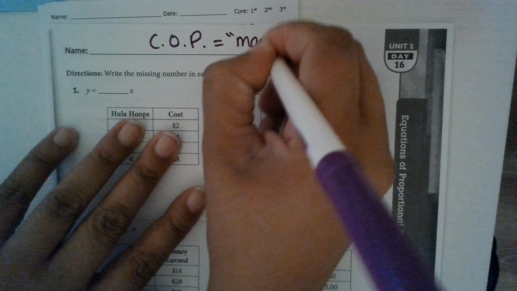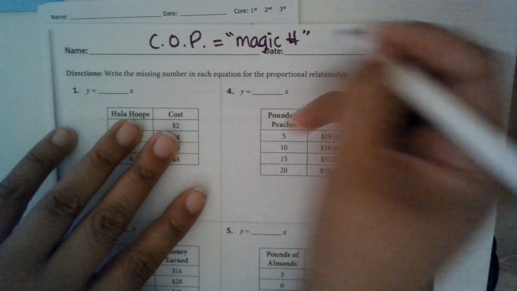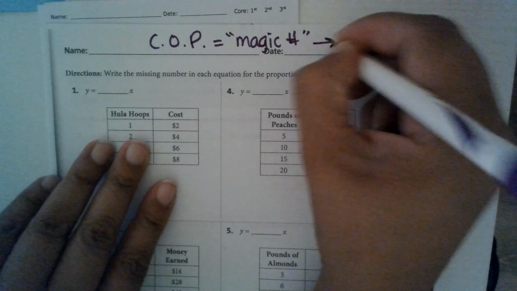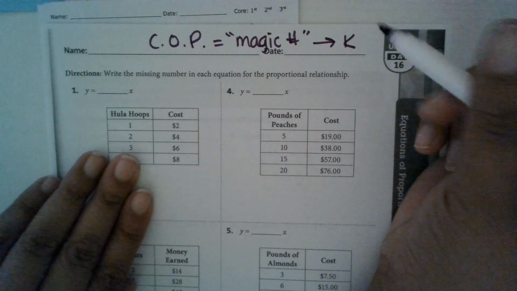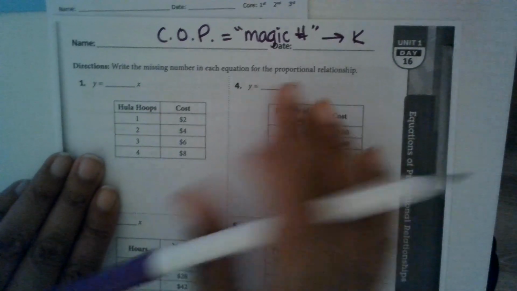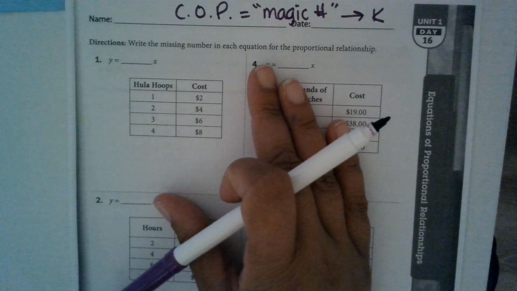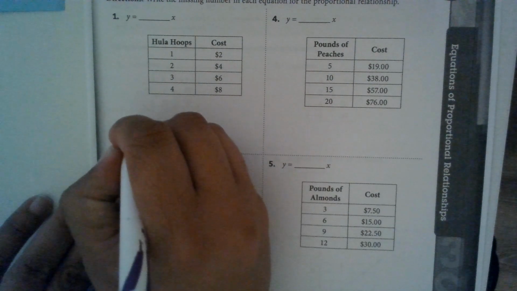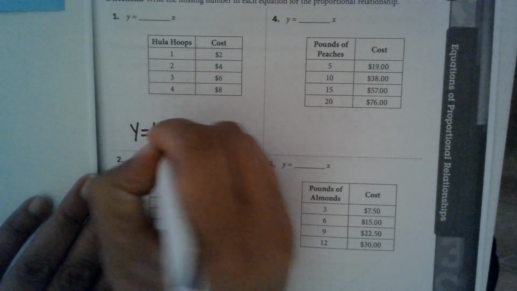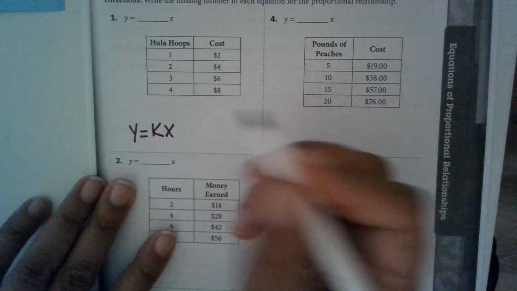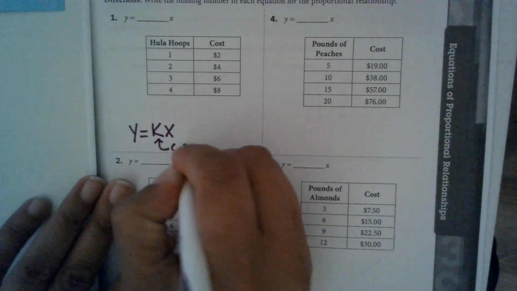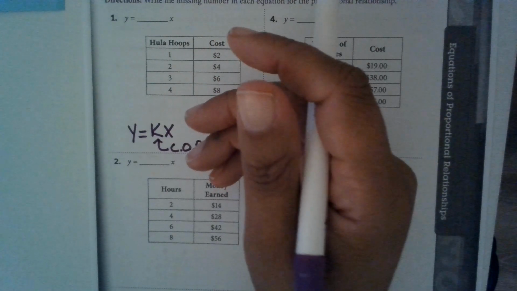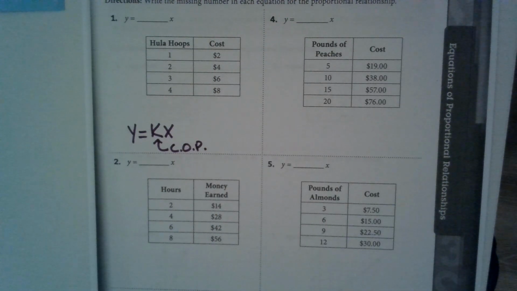Okay? That will tell you what your constant of proportionality is. We use the letter K to represent that in your equation, and it's usually short, sweet, and to the point. Your equation should always look like y equals k times x, where k is your COP, x is your values on the left side of your table, y is the values on the right side, your result.